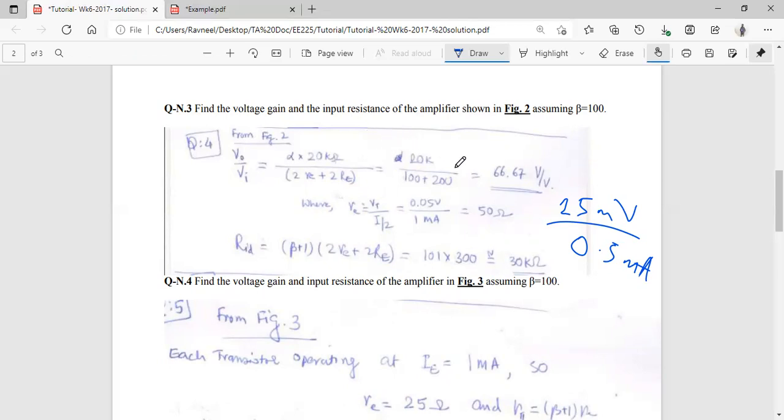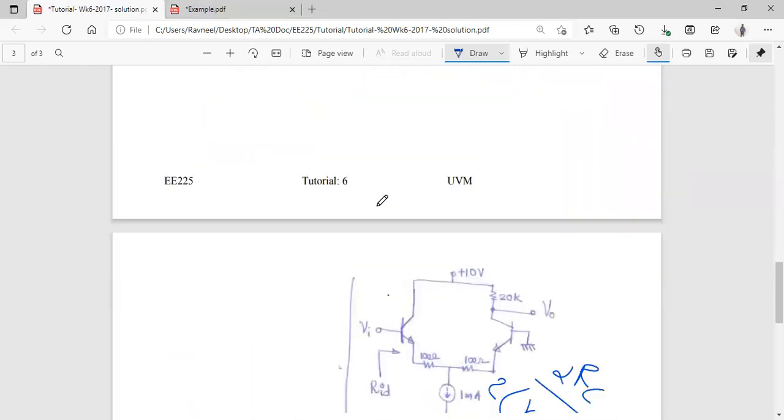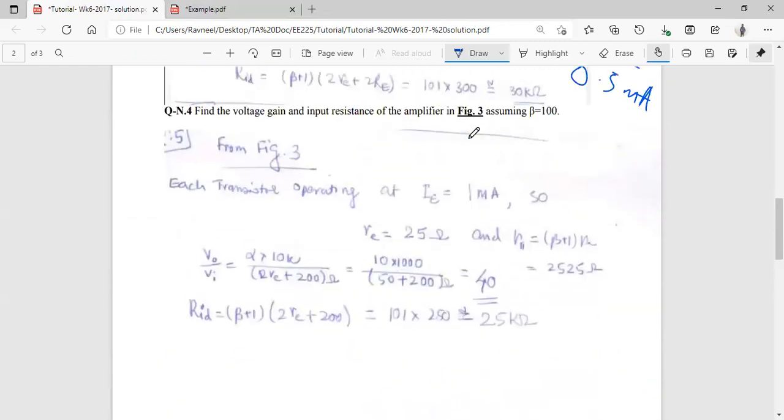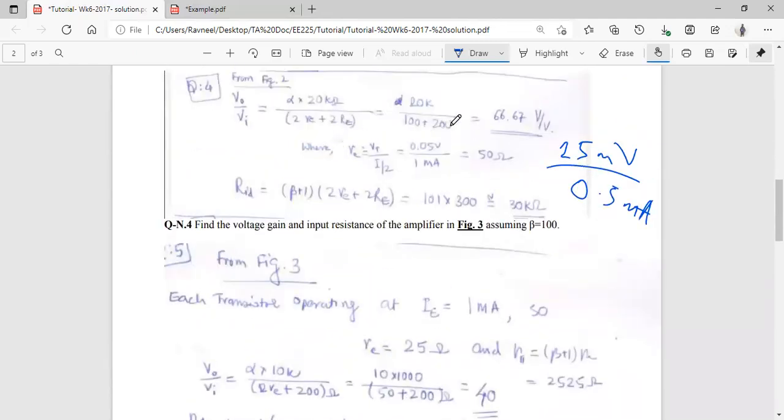Our RC value is 20 kilo ohms, divided by 2 times RE plus 2 times the emitter resistance. So 2 times 50 is 100, plus 2 times 100, that is 200. So our differential gain is 20 kilo ohms upon 100 plus 200, which is equivalent to 66.67 volt per volt. Don't forget about the units.